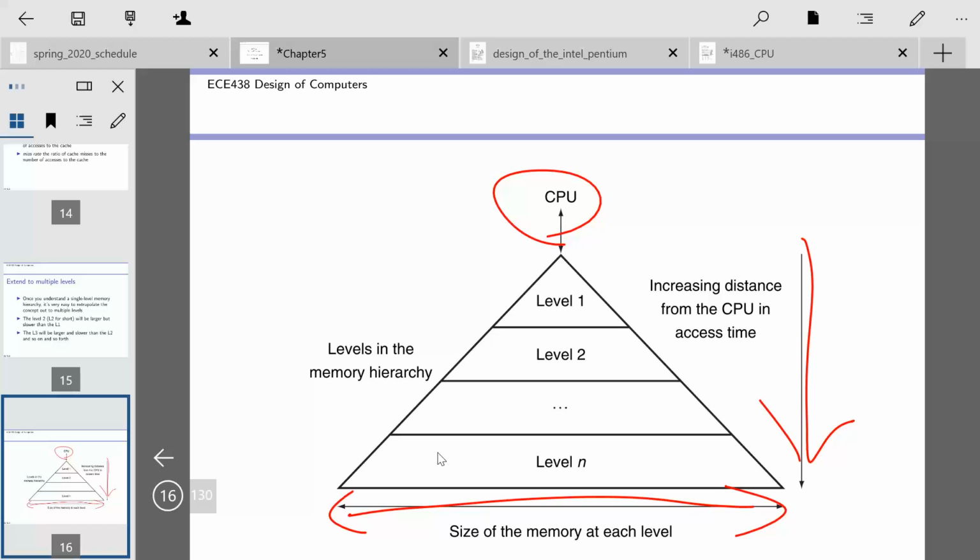Anyway, so again, your last level is typically DRAM, and that's just because of its density. But you could be building a custom microprocessor system where your last level memory is actually SRAM. And like the PIC32, the last level is flash, and so it caches out of flash.